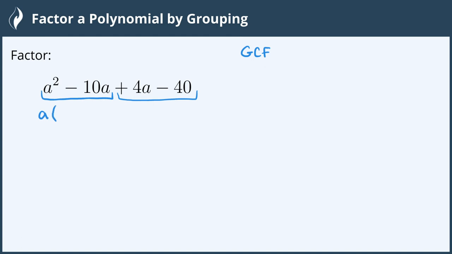will pull it out to the front, which means I divide both terms by whatever I've pulled out in front. So a squared divided by a leaves me with a, and minus 10a divided by a leaves me minus 10.